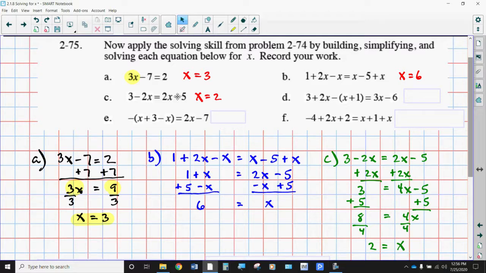Is 4 minus 5 negative 1 and 3 minus 4 equal to negative 1? Yes. That balances out when x is equal to 2, so that proves it. All right, let's scroll down.